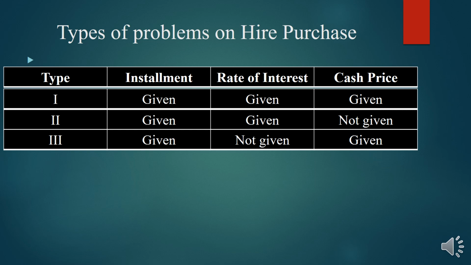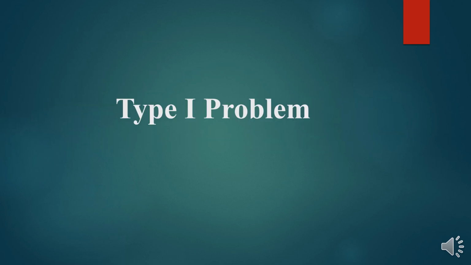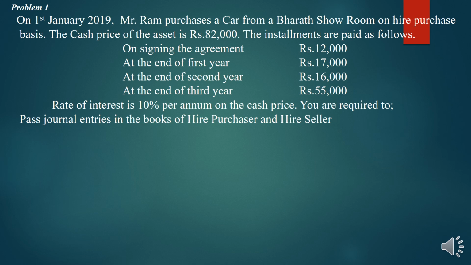There are two methods. You can go with the backward method or the annuity method. One of the methods can be followed. Next, the third type of problem is where the installment is given and the cash price is given, but the rate of interest is not given. In this video we'll discuss the first type of problem, and in the later videos we can discuss the other types of problems.